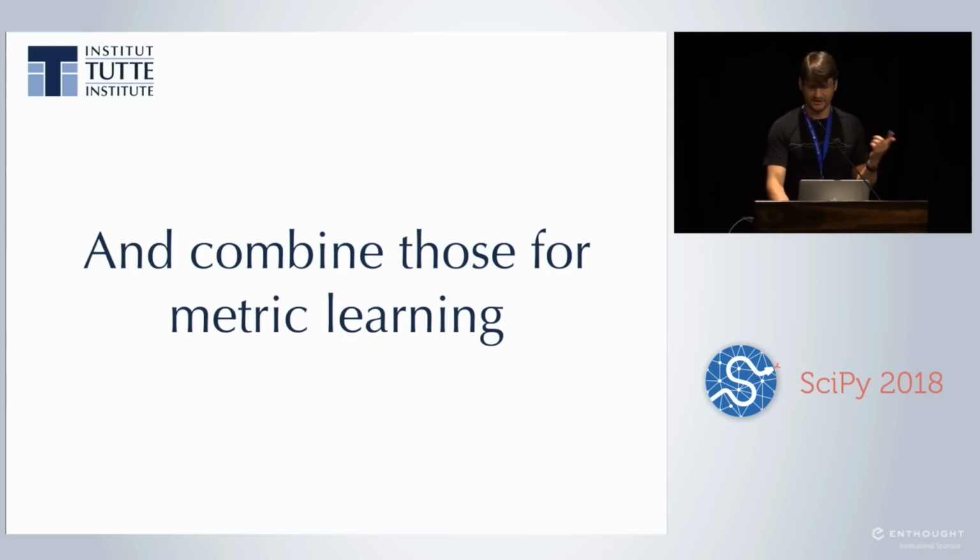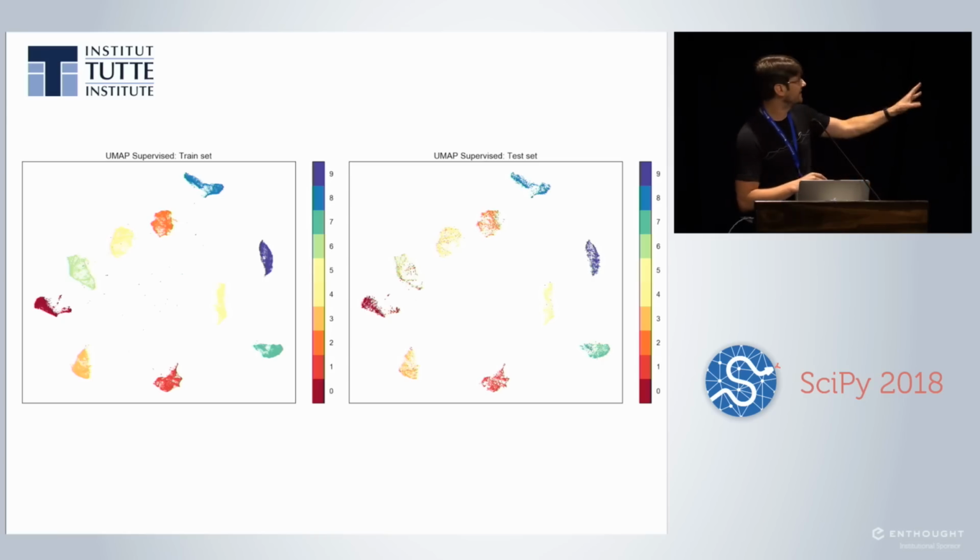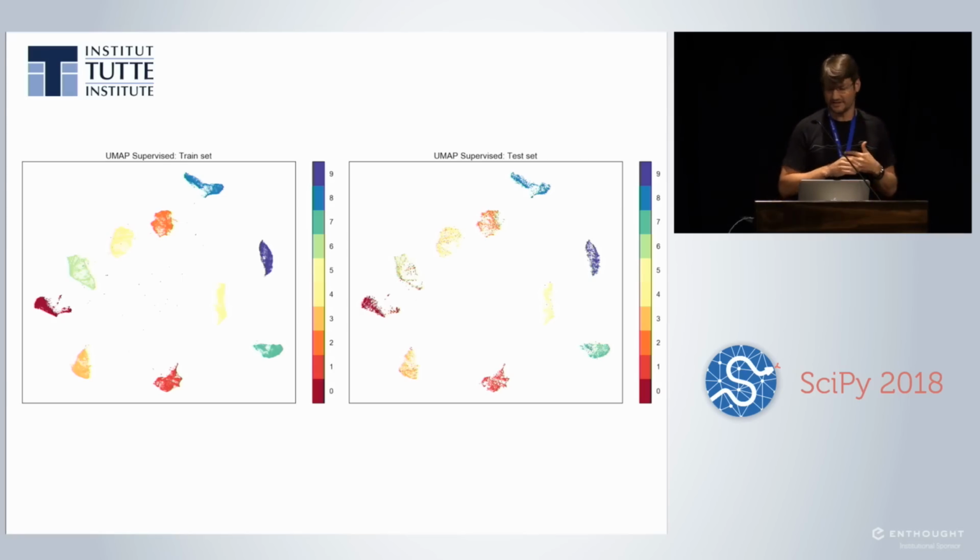But we can combine those two things that I was just talking about and do a form of metric learning. So here's UMAP in supervised mode on the training set on the left and on the test set for Fashion MNIST on the right. And you can see there's some confusion in the test set there, but for the most part, this has done a really nice job of actually learning a metric space that embeds new data really cleanly and understands the distances involved. We've retained all the internal structure of these clusters and the global structure as well.